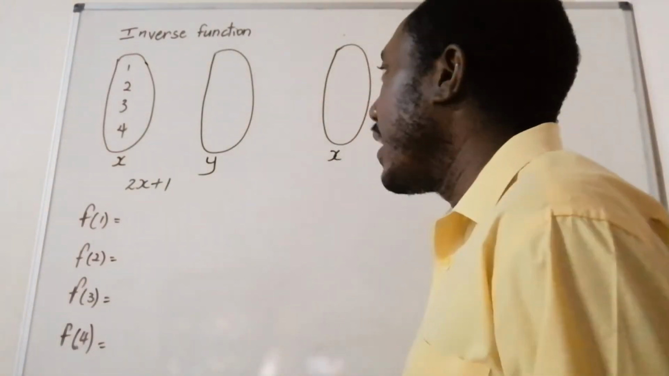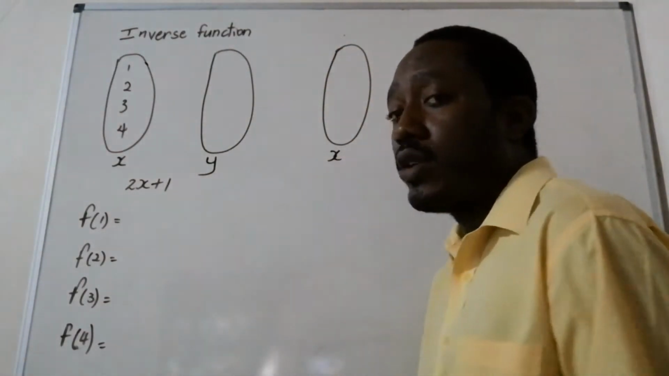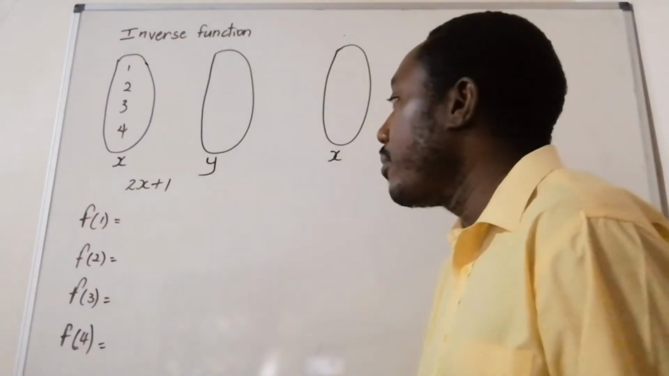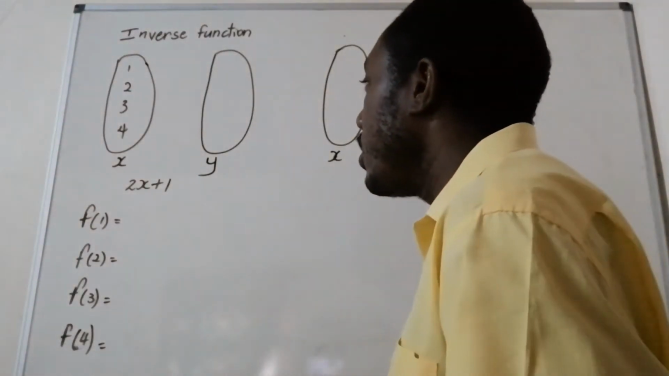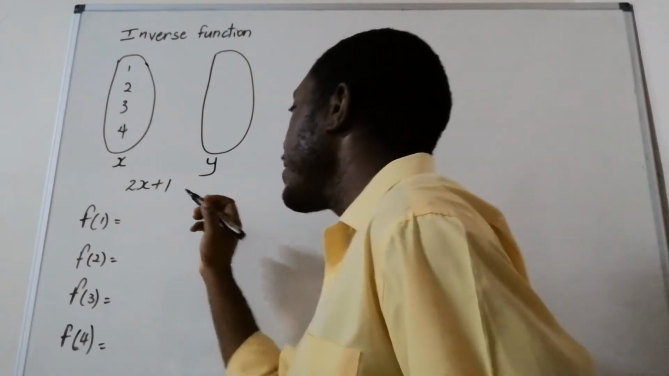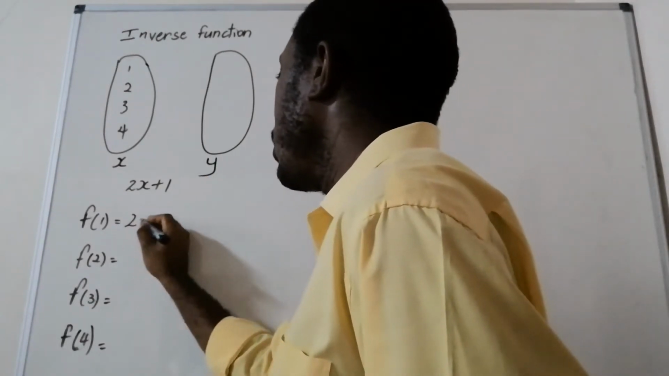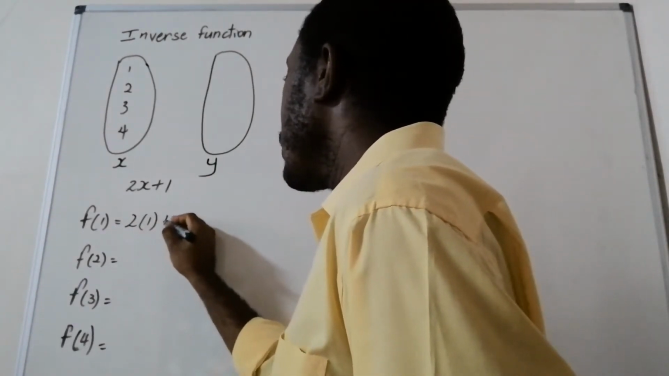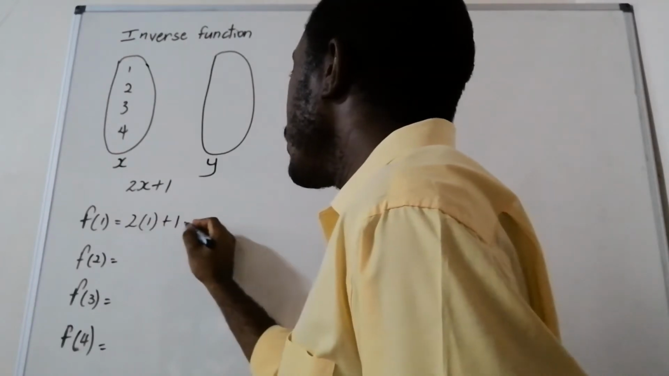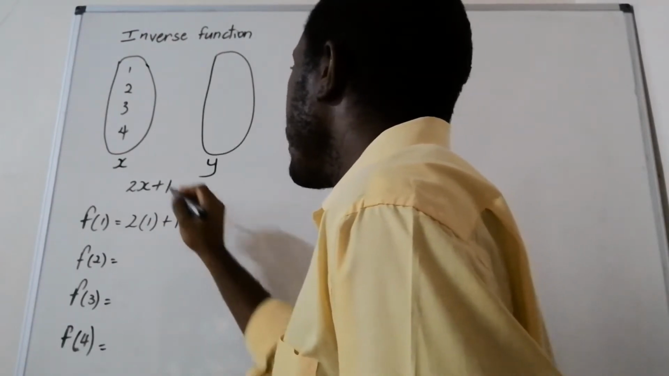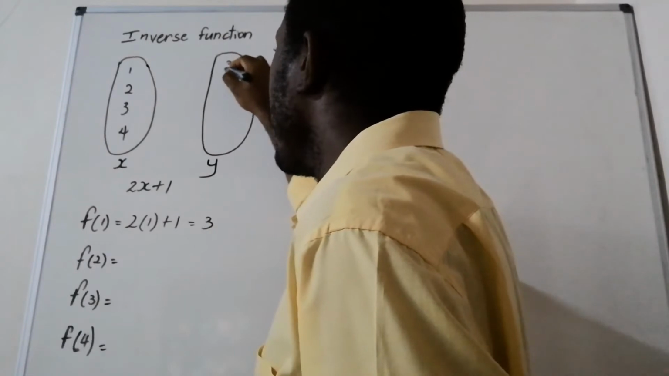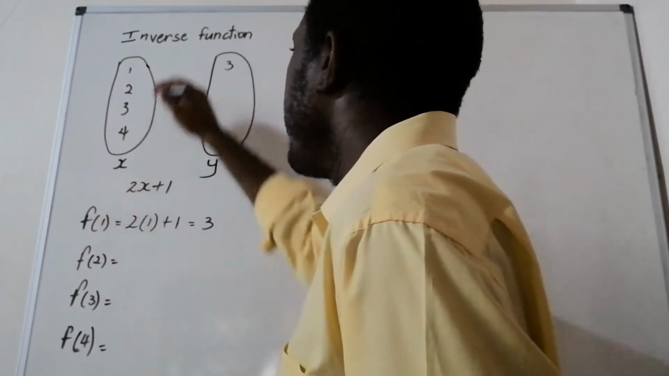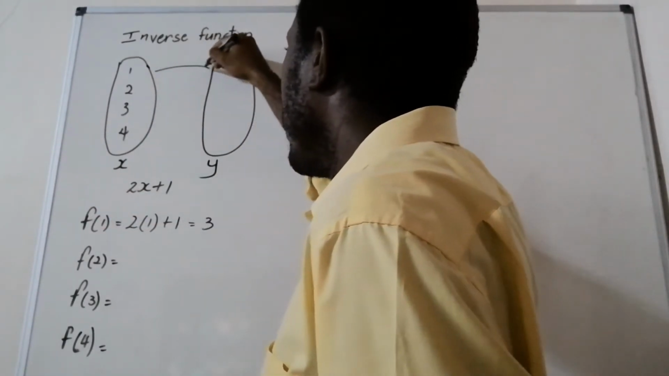So let us find each of our y values, or our image, the image of each value of x. So when x is 1, what do we have? 2 times 1 plus 1. 2 ones are 2, plus 1 is 3. So the image of x is 3. So our rule here maps 1 onto 3.